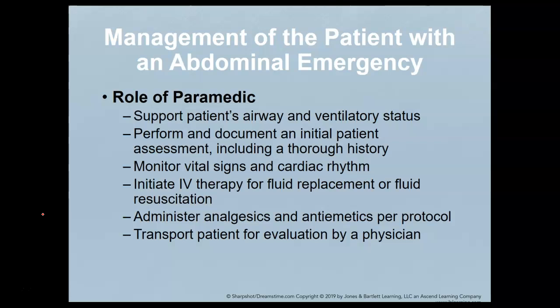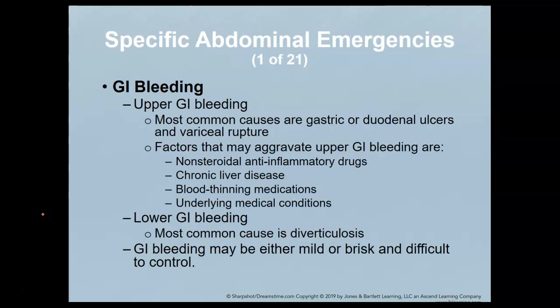For GI bleeding, upper GI bleeds are pretty common. You'll see these with gastric and duodenal ulcers. You'll see it with variceal ruptures. A lot of things aggravate an upper GI bleed: NSAIDs, aspirin, chronic liver disease, blood thinners, underlying medical conditions. Your most common cause of lower GI bleeding is diverticulosis.